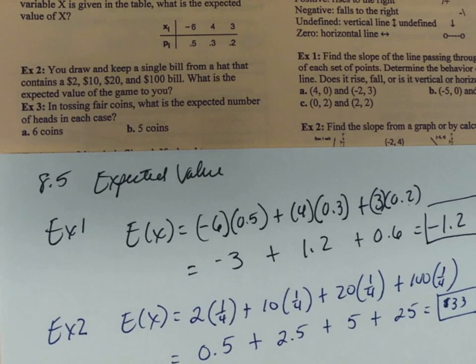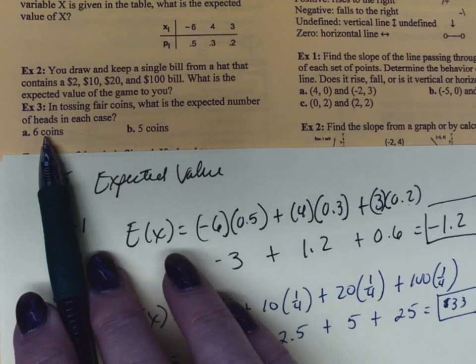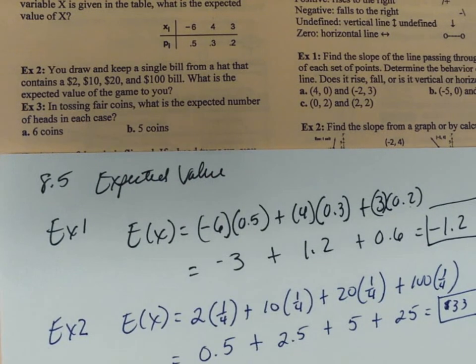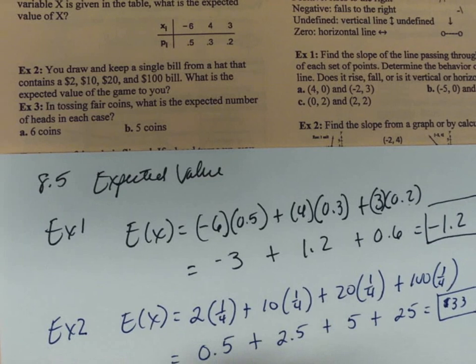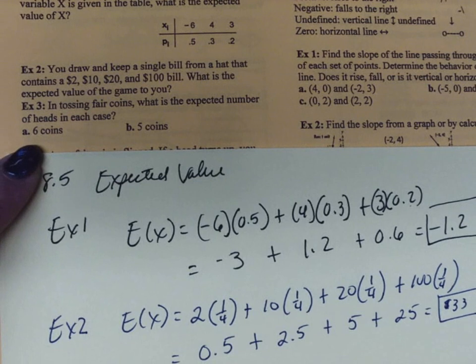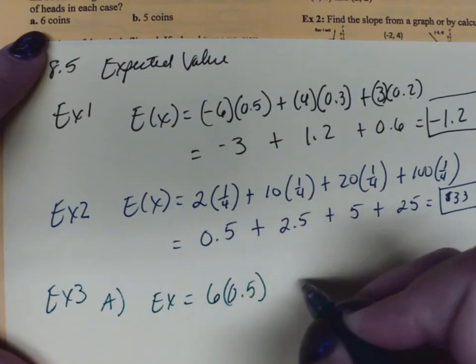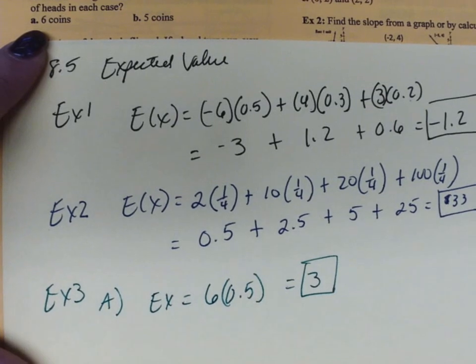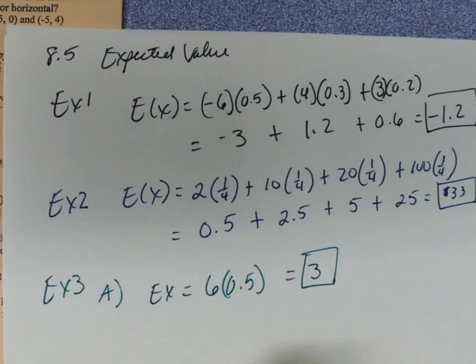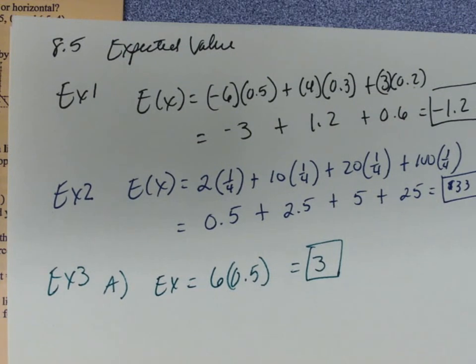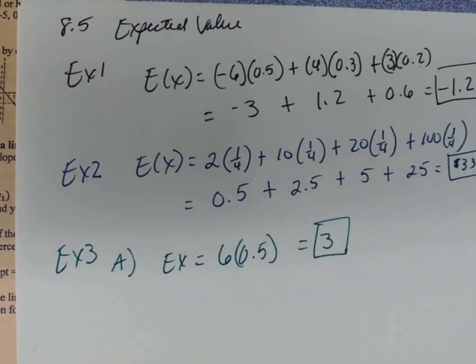In tossing fair coins, what is the expected number of heads in each case? All right, so for example 3, we've got 2 parts. We've got 6 coins and we're going to flip 5 coins. So for part A, our expected value would be 6 is our X. Our probability for getting a head or a tail is going to be 0.5. So 0.5, and that will get us 3. So the expected value will be 3 for flipping the coin multiple times.